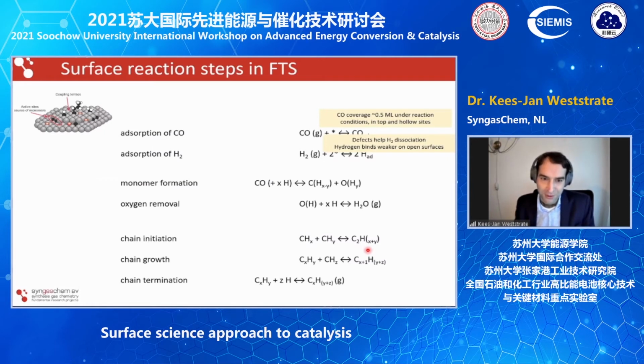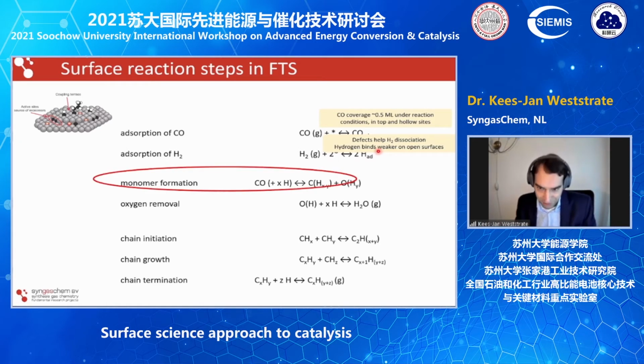So we've also learned a thing or two about the adsorption of hydrogen on the surface. We know that the defects on the surface help to dissociate the hydrogen. And we also find that hydrogen binds a little bit weaker on open surfaces compared to the close-packed surfaces. So there's really a difference in hydrogen adsorption depending on the surface sites. Let's now move to the next step.